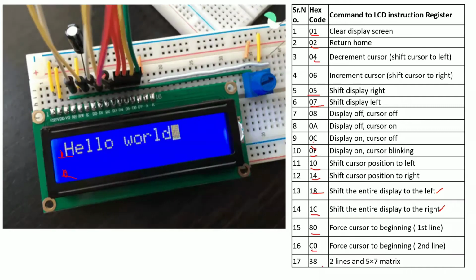Okay, so this is a sum of the commands. And the last command is 38. Whenever I write 38, we are going to select how many pixels we need to use for each and every character. Generally we use 2 lines and a 5x7 matrix. So 2 lines means I have an option to display on only a single row.